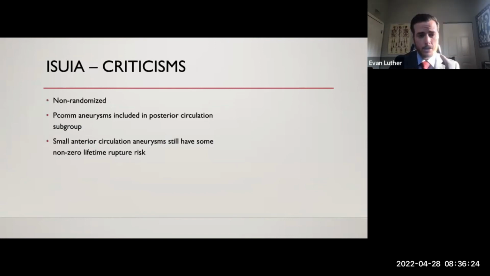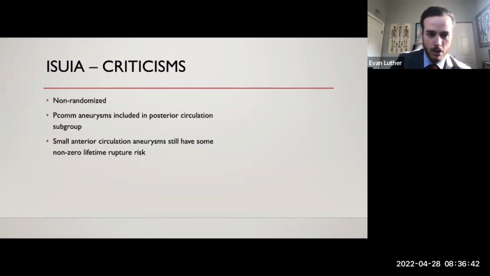So, there are criticisms with this trial. Obviously, what they mean is that it's non-randomized, in the sense that they had patients that, if they felt that they really needed treatment, meaning they thought this aneurysm was very high risk and couldn't be observed, they treated it. So they didn't truly randomize the patients.